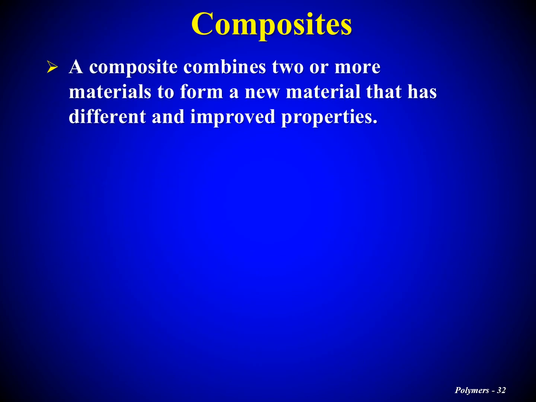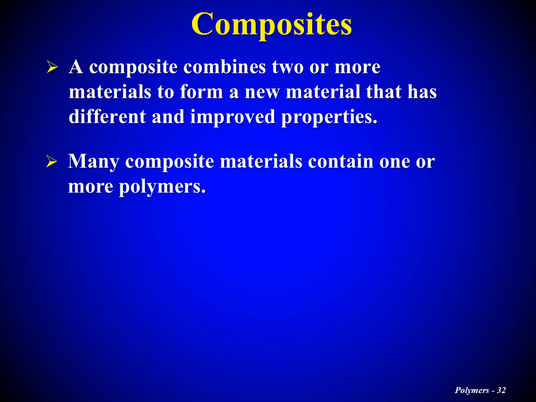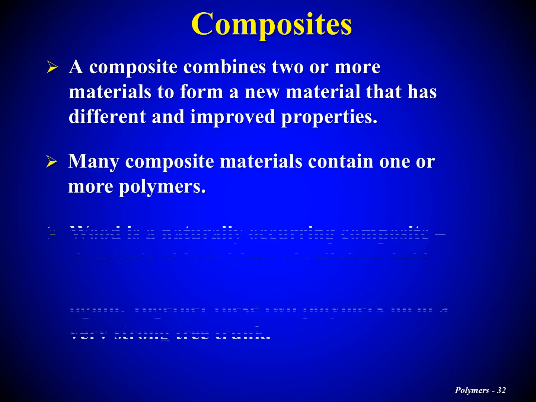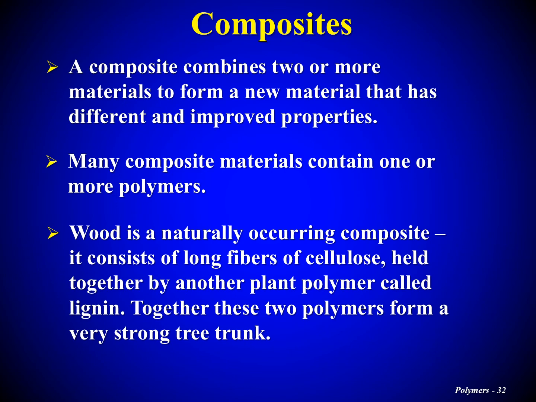Polymers are also used to make composites. A composite combines 2 or more materials to form a new material that has different and improved properties. Many composites are composed of 1 or more polymers. Wood is a naturally occurring composite that consists of long fibers of cellulose, held together by another natural polymer called lignin. Together these two polymers form very strong tree trunks.